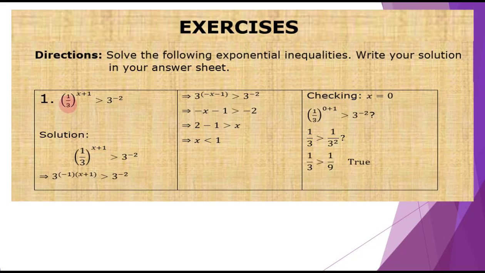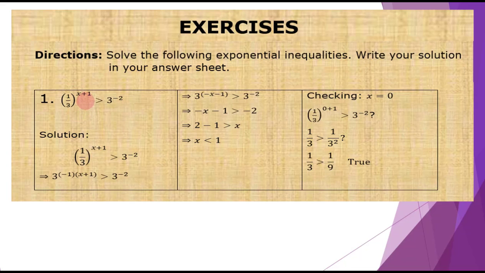In this case, how do we solve exponential inequalities? And how do we know that this is an exponential inequality? Well, first, it has a base. On the left-hand side of the inequality, we have 1/3 as the base, and the exponent x plus 1. On this side, we have 3 as the base and the exponent negative 2. And it is an inequality because we have one of the inequality symbols, greater than. So this is an exponential inequality.